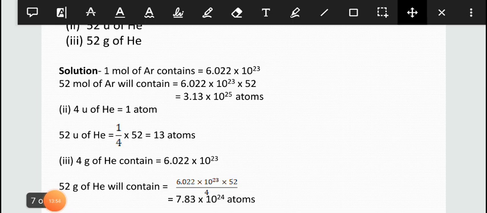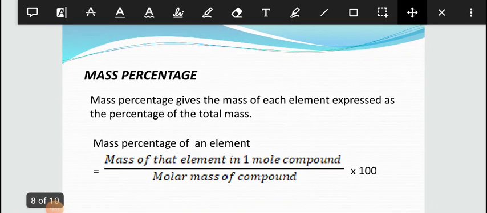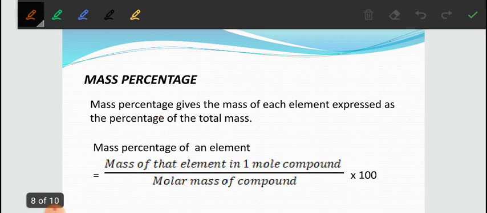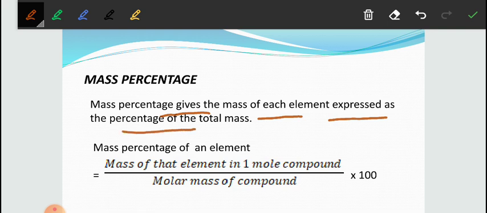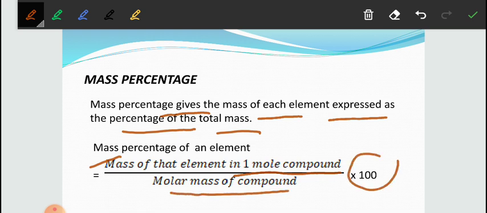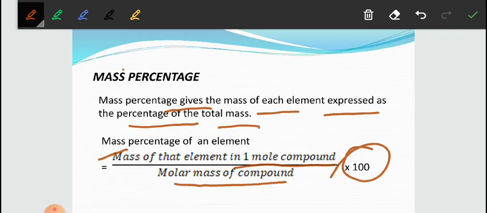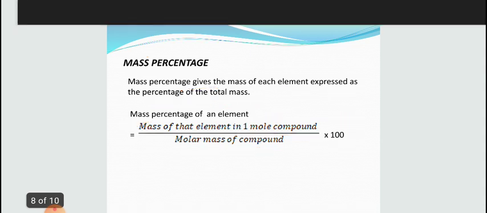Now move to our next topic, that is mass percentage. So what is mass percentage? Mass percentage gives the mass of each element expressed as a percentage of the total mass. To calculate it, take the mass of that element in 1 mole of the compound, divide by the molar mass of the compound, and multiply by 100. Simply, it is the mass divided by the total, multiplied by 100. You will get more clarity when we see the numerical.